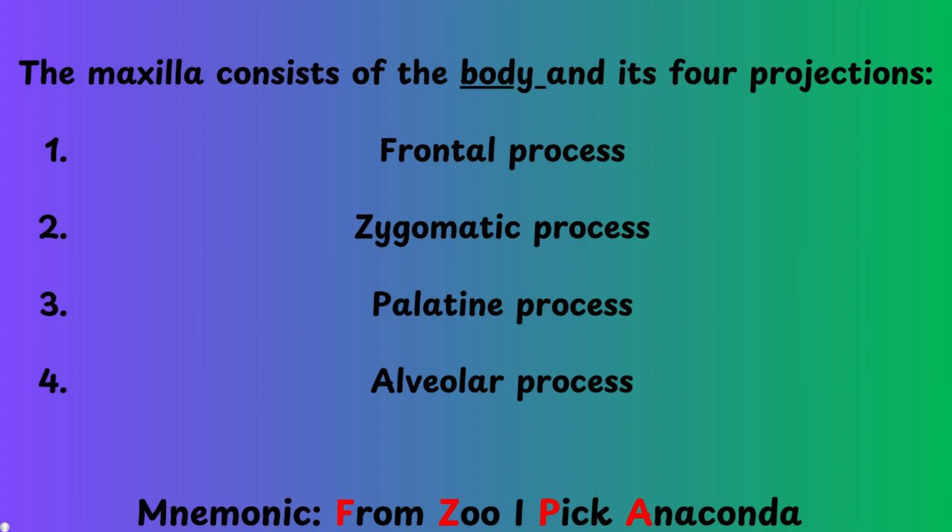The maxilla consists of the body and its four projections. The four projections are as follows: frontal process, zygomatic process, palatine process, and lastly alveolar process. In order to remember them, I created a mnemonic for you. That is, from zoo, I pick anaconda.